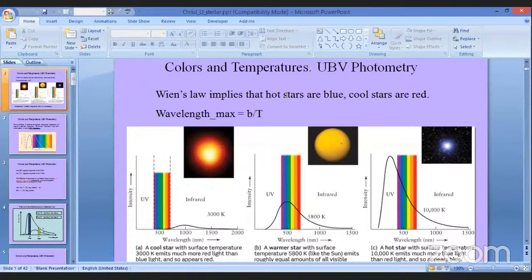Sir, my question is, does the HR diagram give us any idea about the life of a star? Yes. So the HR diagram alone won't give you that, but if you look at, say, clusters, it does give you an idea of the age of the star.